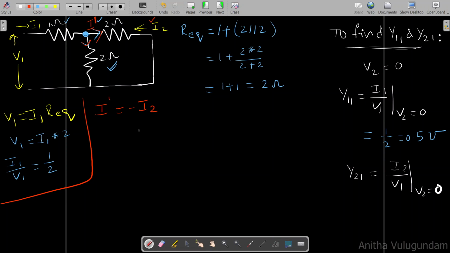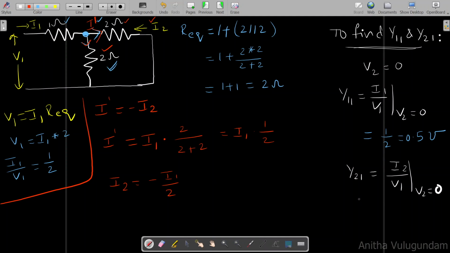According to the current divider rule, I can write I dash equal to total current I1 into opposite branch resistance 2 divided by total resistance. Total means 2 plus 2. So we can take it as I1 into 1 by 2, because this is 2 by 4, we get 1 by 2. Therefore I2 equal to minus I dash, so minus I1 by 2.